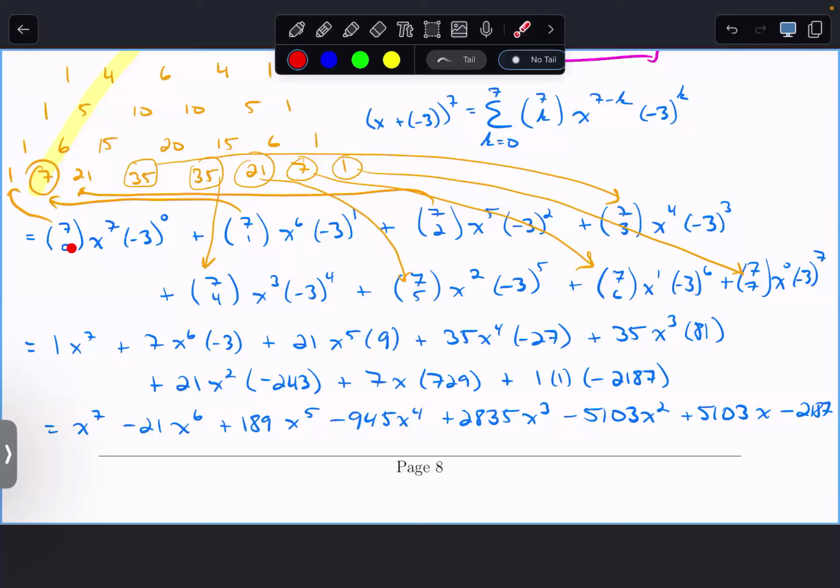Because 7 choose 0 is 1. There's only one way to choose 0 things out of 7. Oh, that's what I thought it was, just 7 minus 0. Oh, no, so this is the choose function. So 7 choose 0 is 1. And where you could get that from is the outside of Pascal's triangle, if you want.